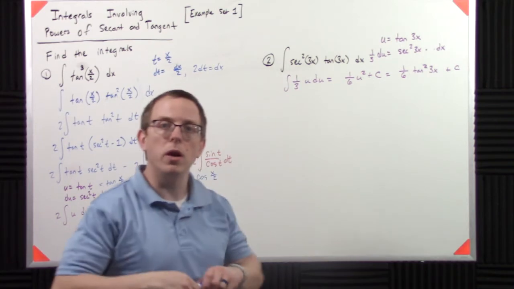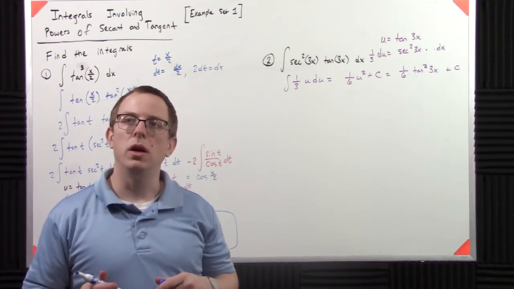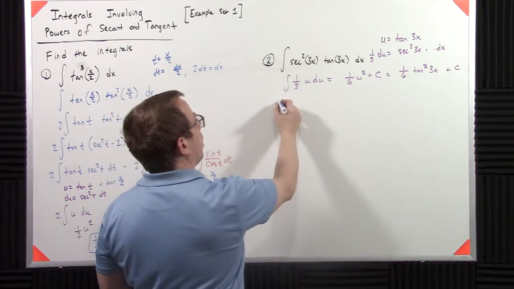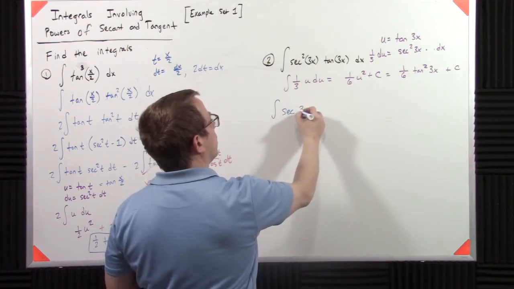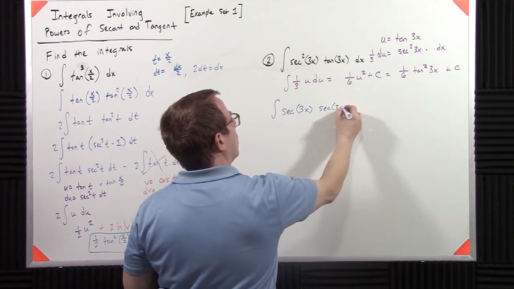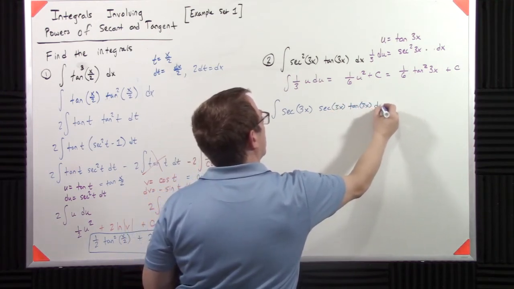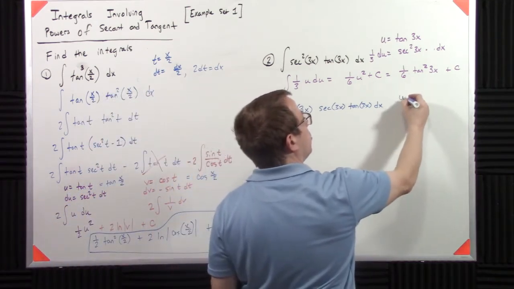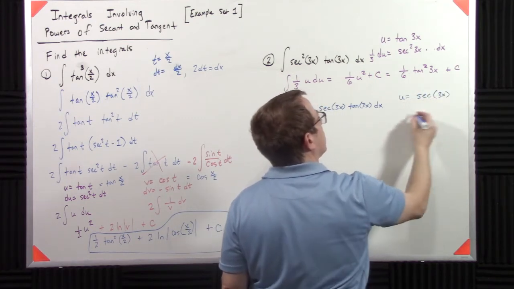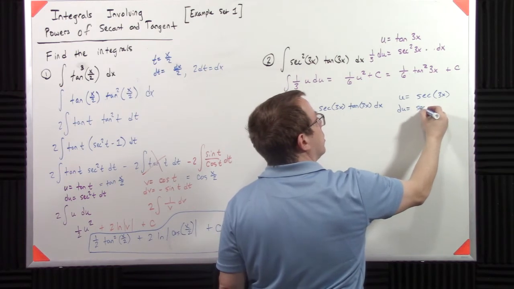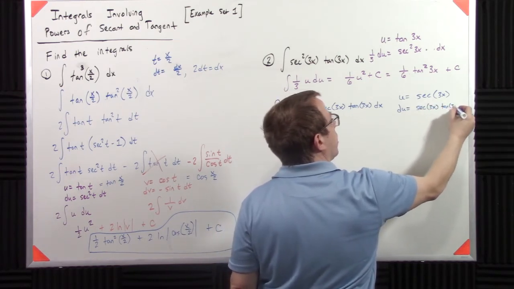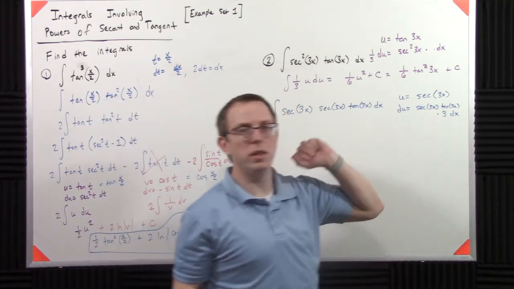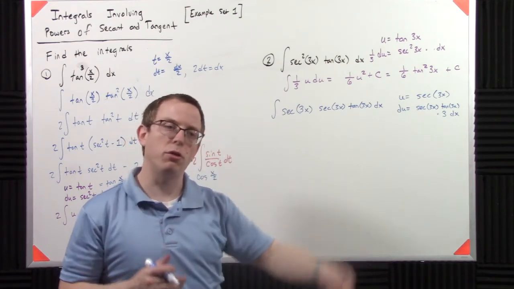But another way you could do it is still a u substitution, but a little more in line with what we've learned already. I'm going to rewrite that, and now I have a secant and a secant tangent. So I can do my u here. I can say I want to let u be secant of 3x. So du is secant 3x tangent 3x times 3 dx. That's a secant tangent, and then the chain rule gets me that 3 dx.